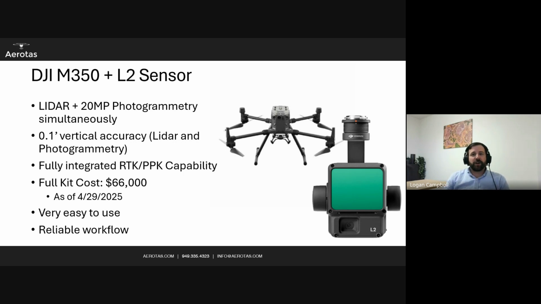So that's why I don't try and bait and switch with, oh, buy the L2, it's only $26,000, and then you see a $66,000 price tag or anything. But it's the best drone overall.